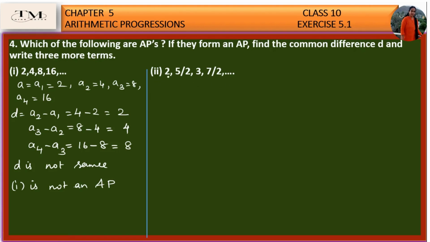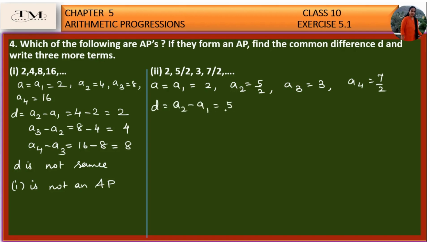Here this list is 2, 5 by 2, 3, 7 by 2. So the first term A, also A1, is 2. Second term is 5 by 2. Third term is 3. Fourth term is 7 by 2. We have to find D. D is A2 minus A1. A2 is 5 by 2. A1 is 2. So we have to take LCM.